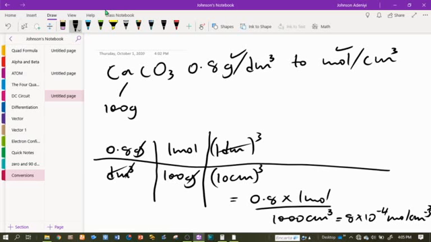So with this method of conversion, you don't need to struggle with conversion in your calculation. Conversion should be done conveniently.